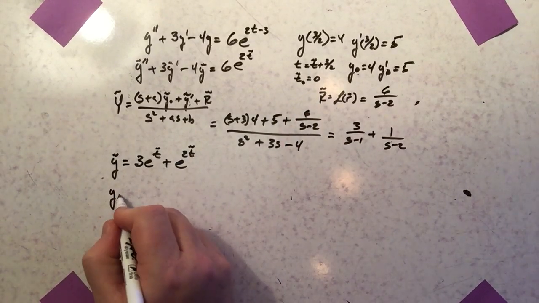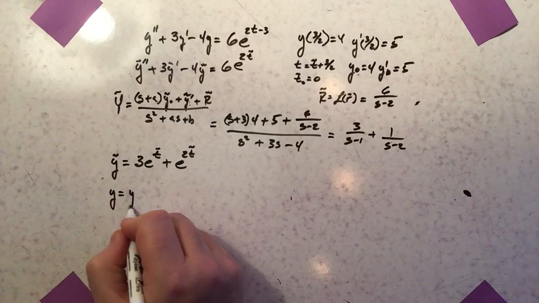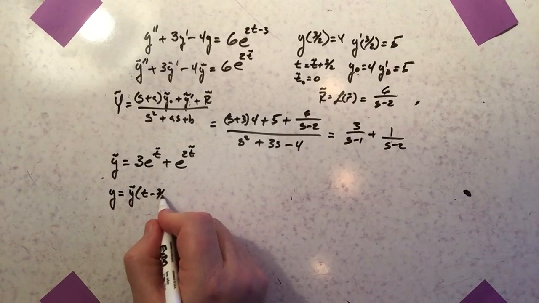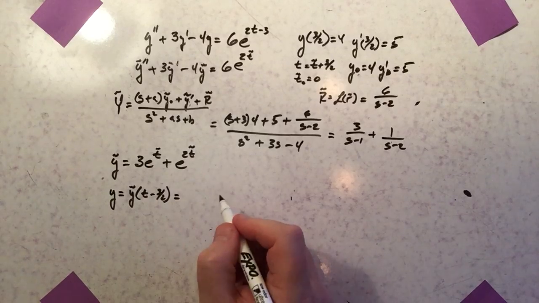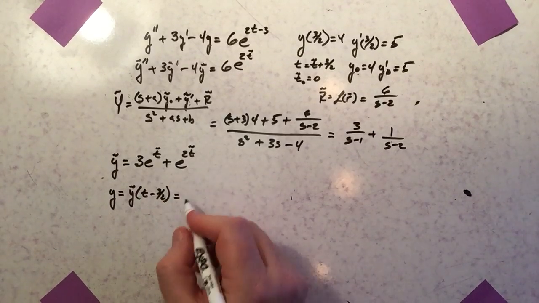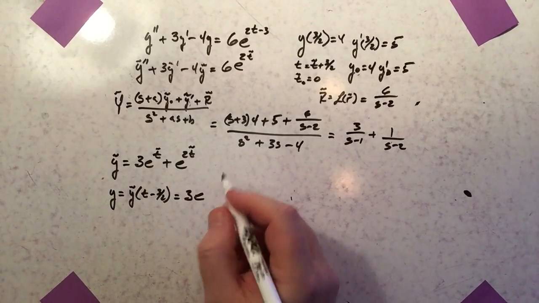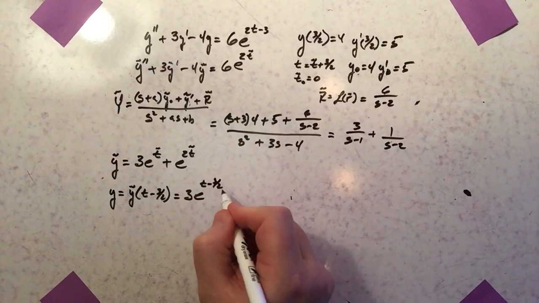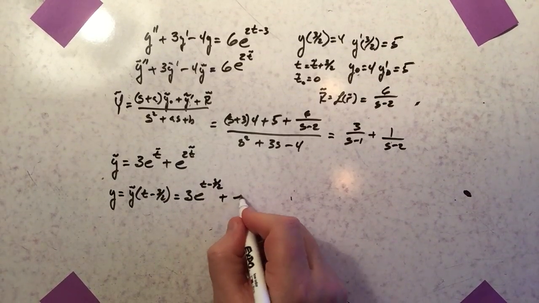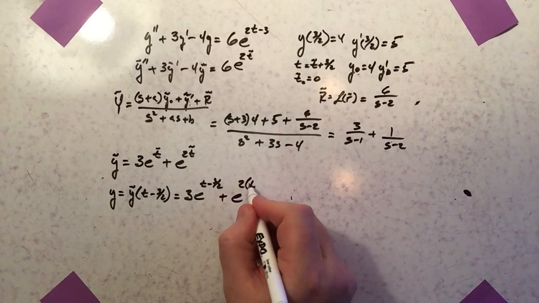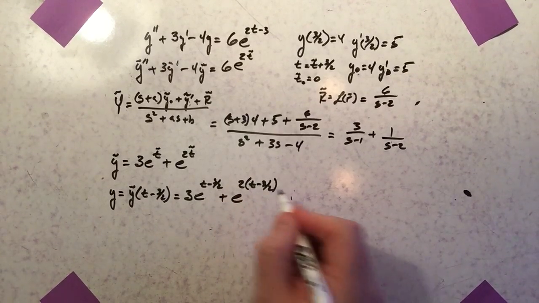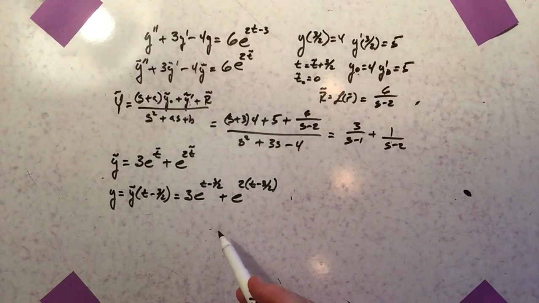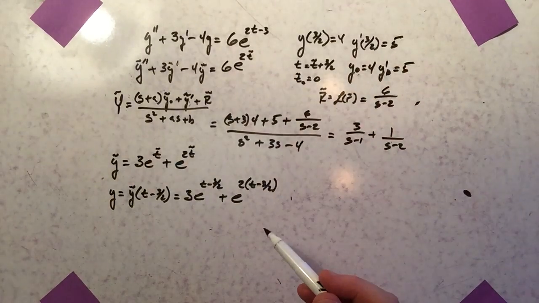So basically, if I want y, then y is equal to y tilde with t minus 3/2 substituted into it. So this will give me y of t, and that's going to be 3e to the t minus 3/2 plus e to the 2 times t minus 3/2. And that's it. That's the solution to this original differential equation at the point 3/2.